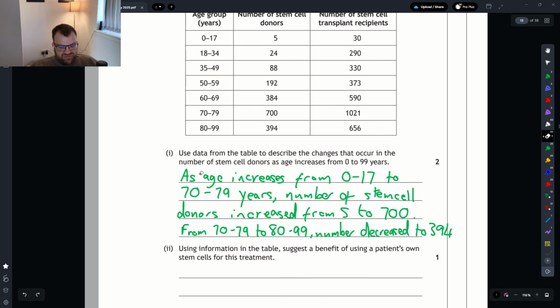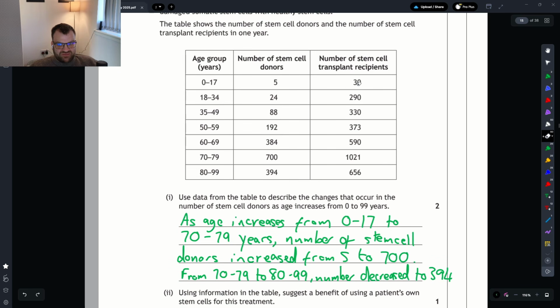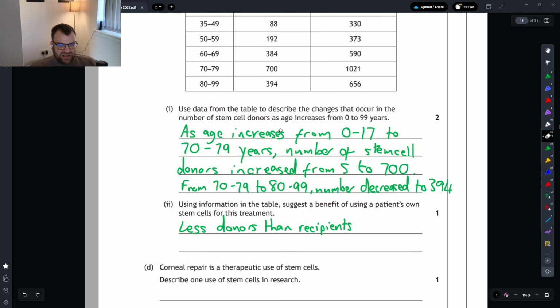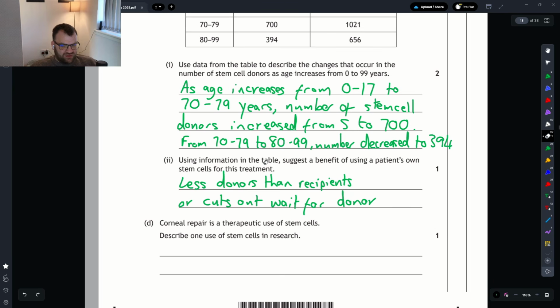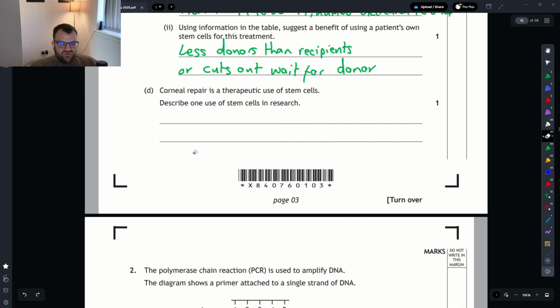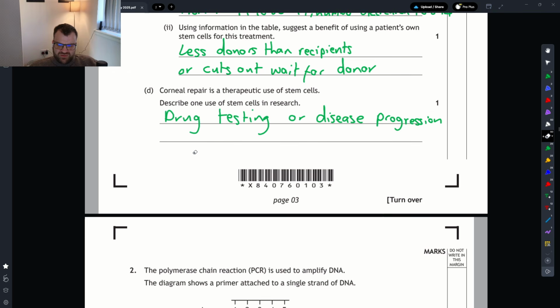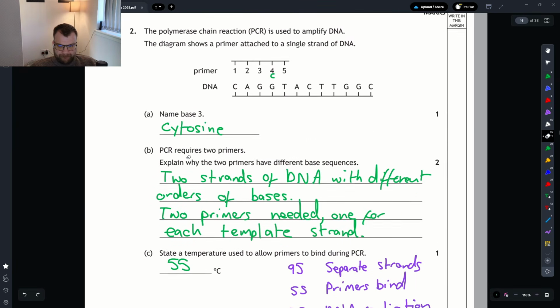A benefit of using a patient's own stem cells, in every age bracket, there are more people having transplants than donating stem cells. So there are less donors than recipients at every age. And if you use your own stem cells, you do not have to wait for a donor to be found. You have your own, you can be your own donor. You can provide the stem cells to help with the treatment. Research things to do with stem cells. Well, one would be to test out drugs. So investigating different diseases and seeing how they progress as well would be another use of those ones.